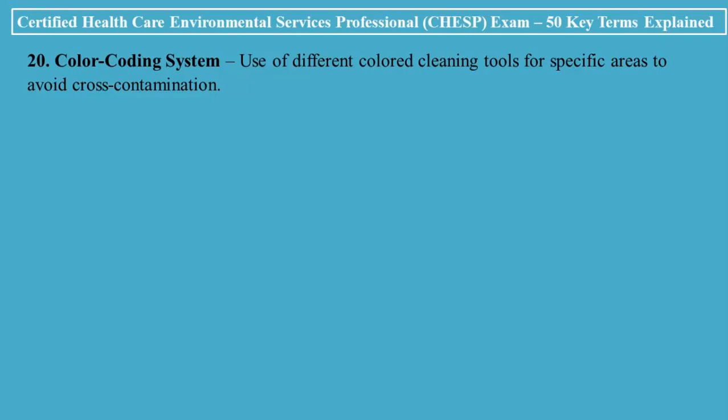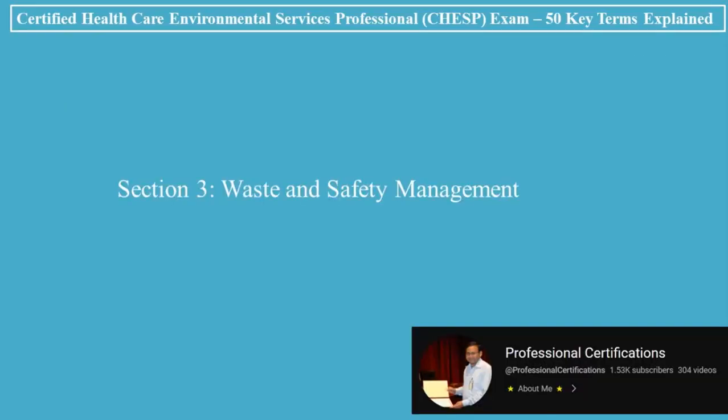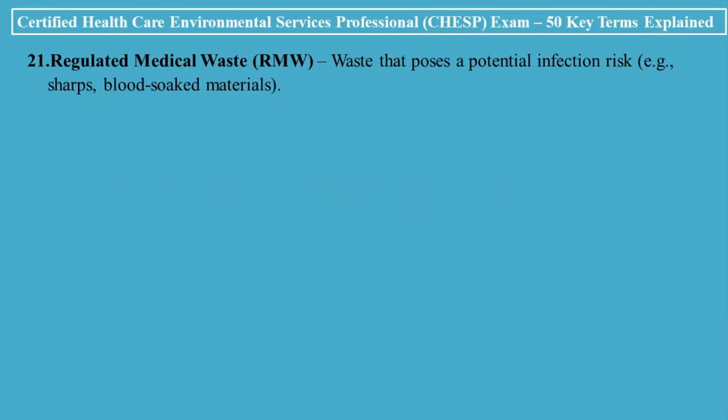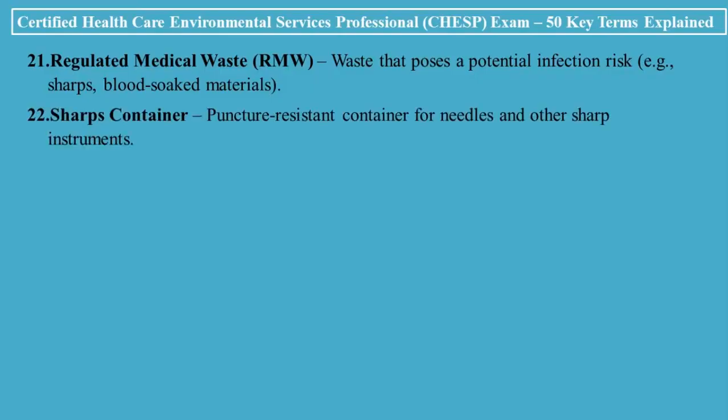20. Color coding system: use of different colored cleaning tools for specific areas to avoid cross-contamination. Section 3. Waste and Safety Management. 21. Regulated Medical Waste, RMW: waste that poses a potential infection risk, e.g. sharps, blood-soaked materials. 22. Sharps Container: puncture-resistant container for needles and other sharp instruments.